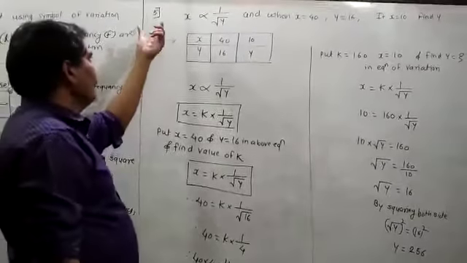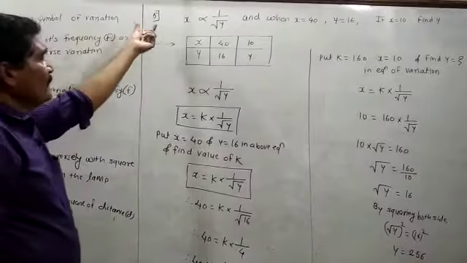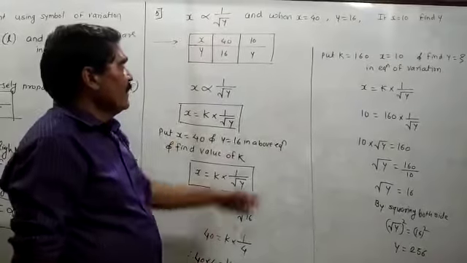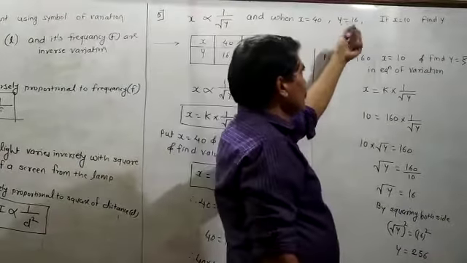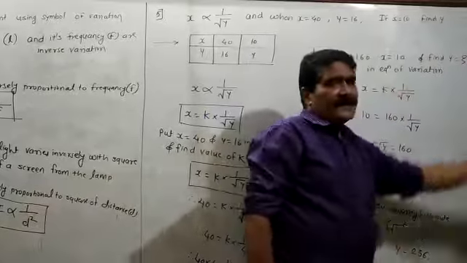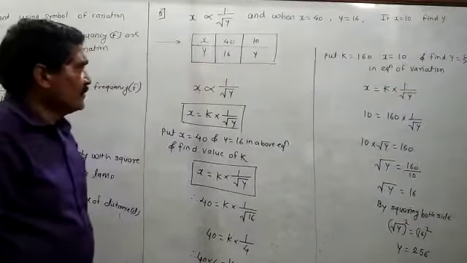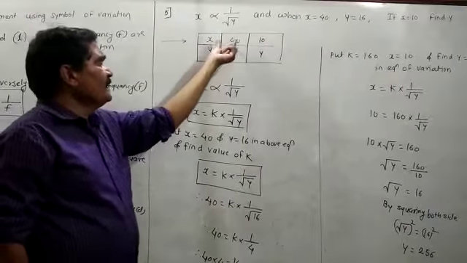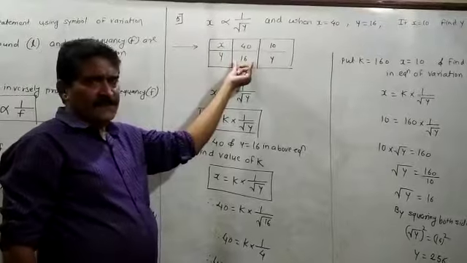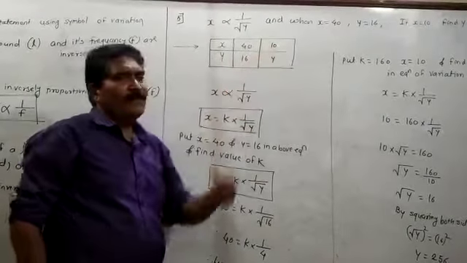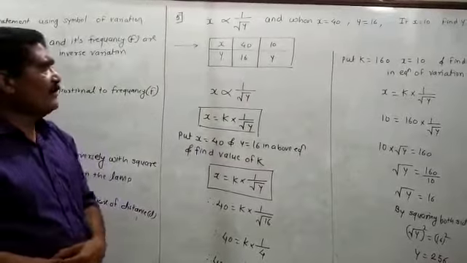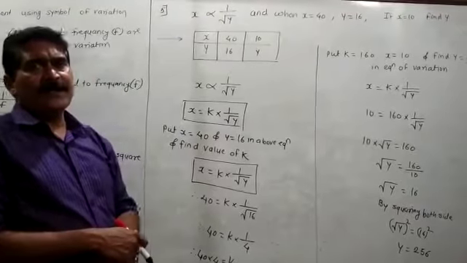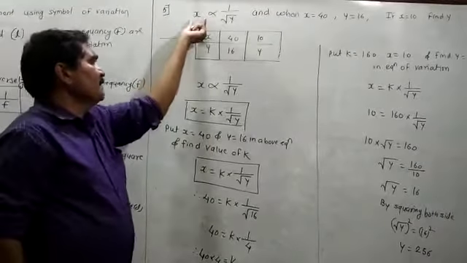Then you have to start with the same practice set 7.2 example number 5. X varies inversely with the square root of y, and when x is equal to 40, y is equal to 16. If x is equal to 10, then y is equal to question mark. So here you write x, here you write y. When x is equal to 40, y is equal to 16. When x is equal to 10, you have to find the value of y. What is given? This thing is given.